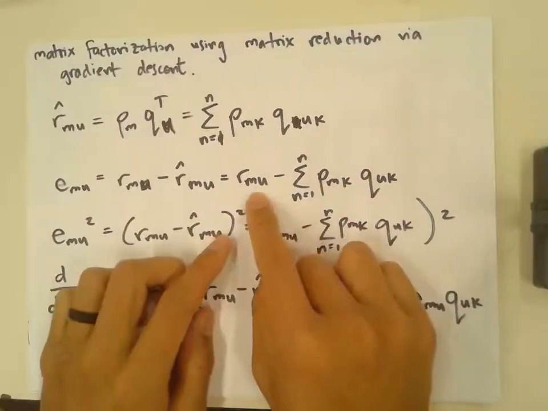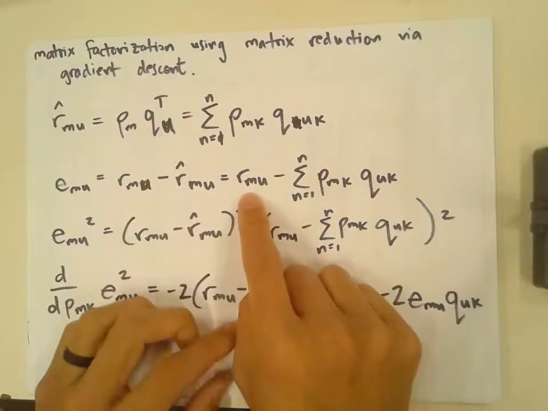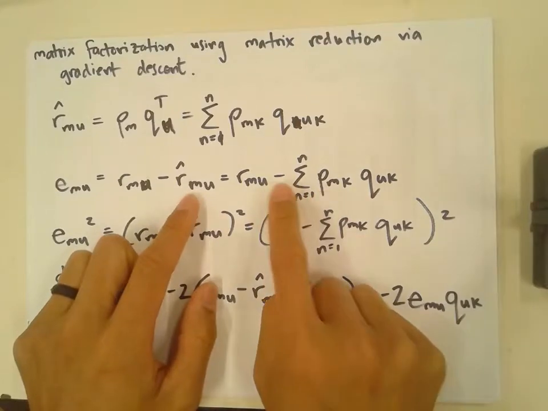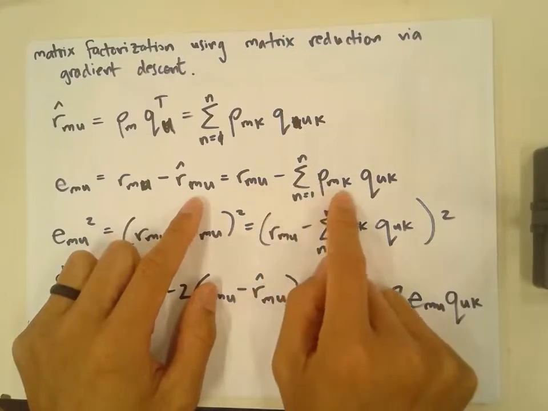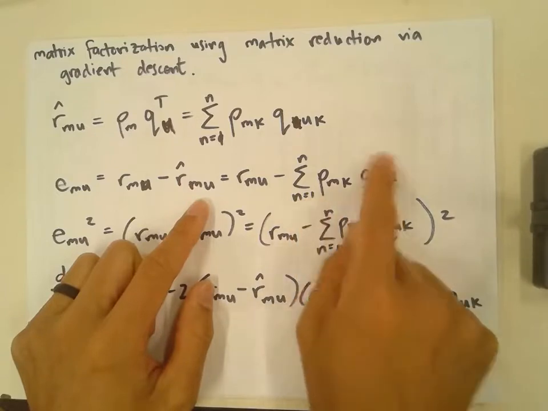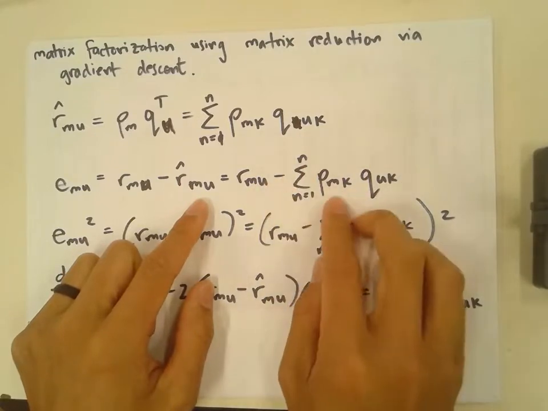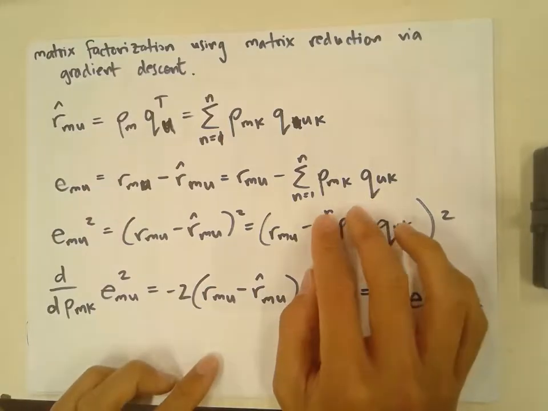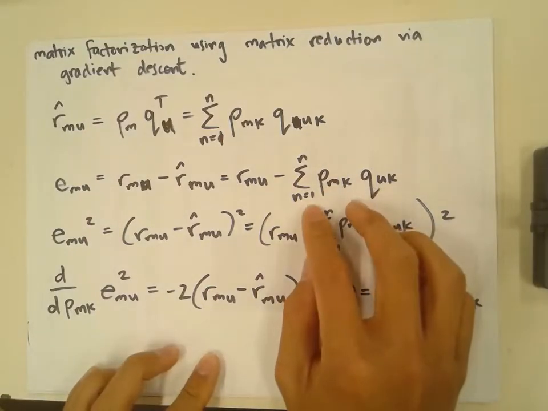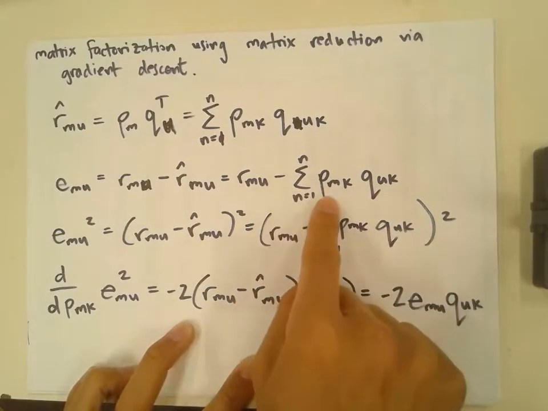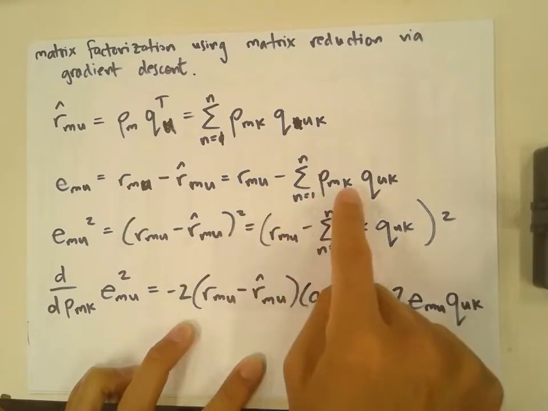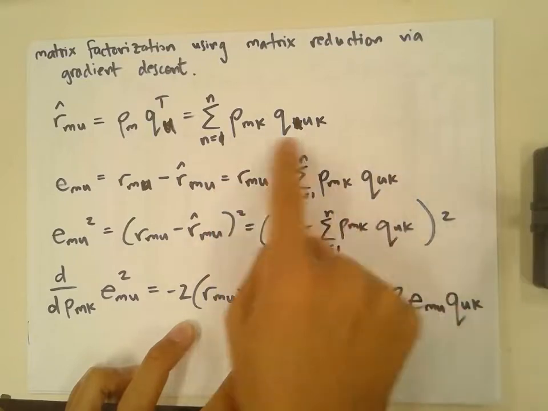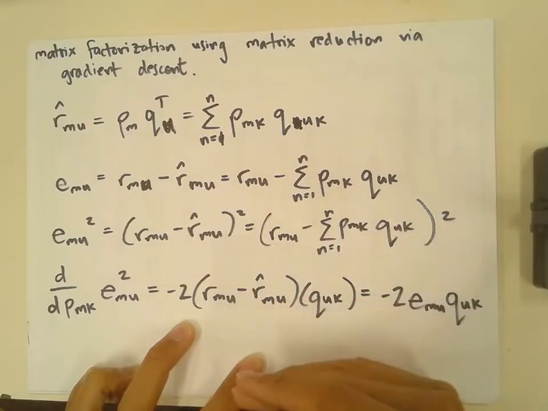Another way to write that is r of mu minus r hat of mu, and r hat of mu is the summation of the row times column, and that's what this summation here is speaking on. Sometimes this value is going to be bigger than that number, sometimes it's going to be smaller. So sometimes the result of this equation is going to be positive, sometimes negative.